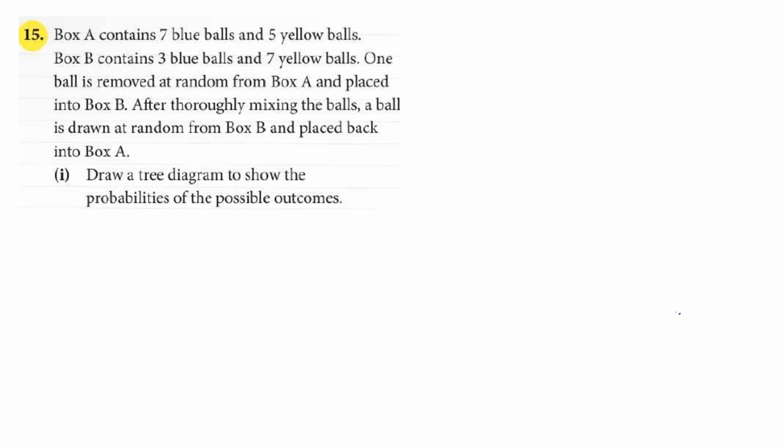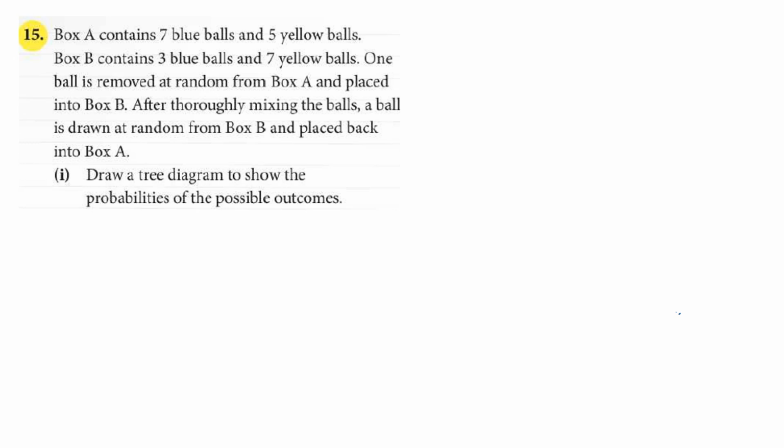What is happening is that if you read the question carefully, you're just going to take one ball from box A. So it can be one from the 7 blue or one from the 5 yellow. Put it in box B, mix it with the 10 balls in box B, and then from box B take another one ball at random and put it back to box A.